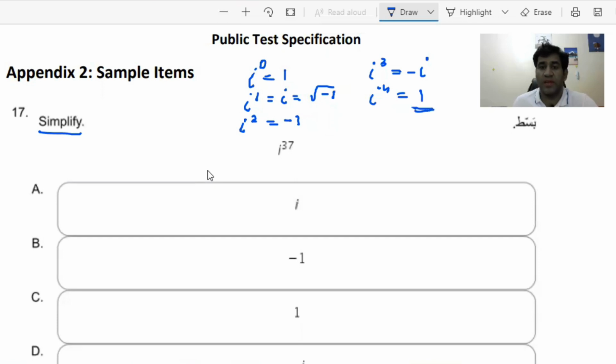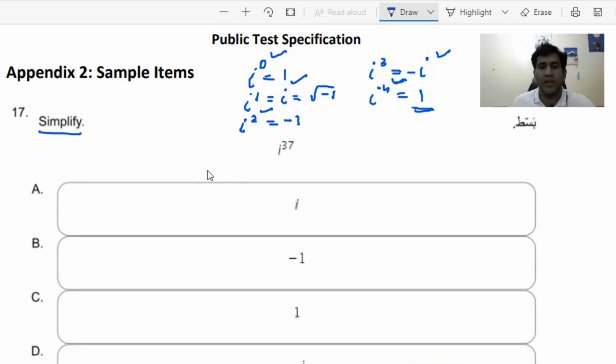Now look, the important thing here is whenever the powers are even numbers like 0, 2, 4, your result is either +1 or -1. And when the powers are odd numbers like 1, 3 and so on, the result may be either +I or -I. So just remember all these values. Then how do I solve this?